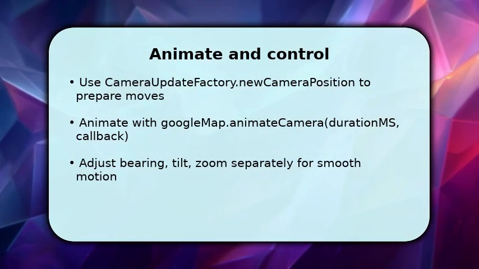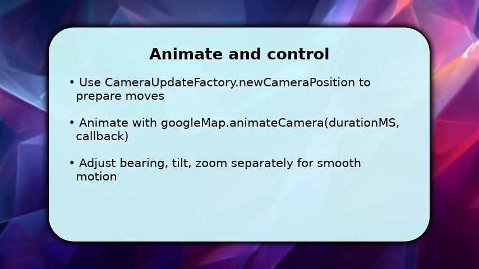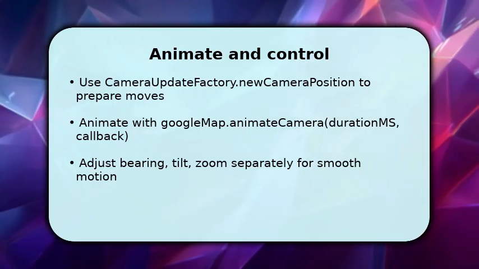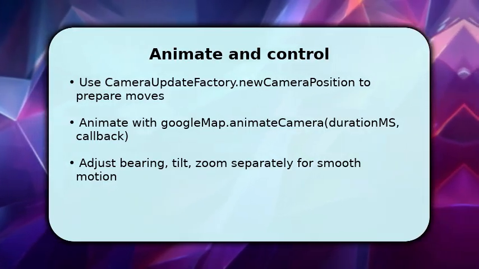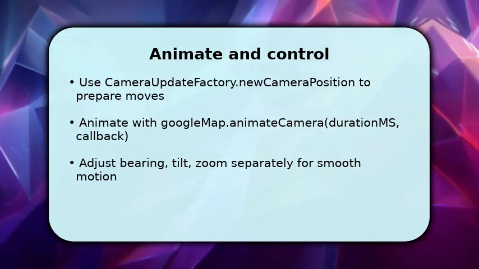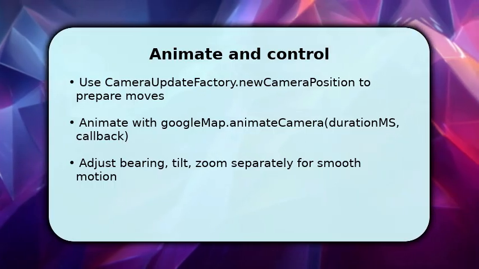Now refine movement. Create camera update objects using camera update factory. New camera position or factory methods for zoom and bounds. You should prefer animate camera for smooth transitions, pass a duration and an optional callback to react when motion finishes.